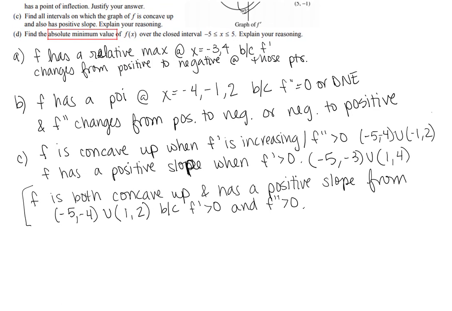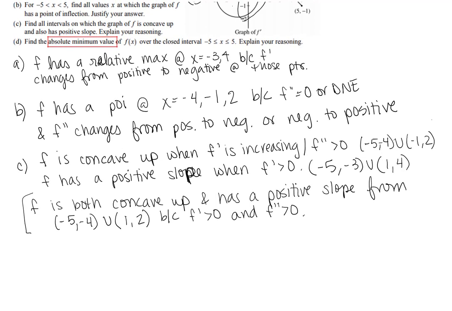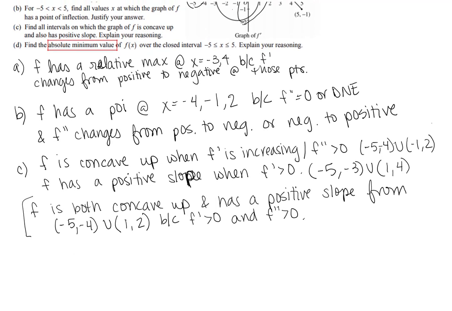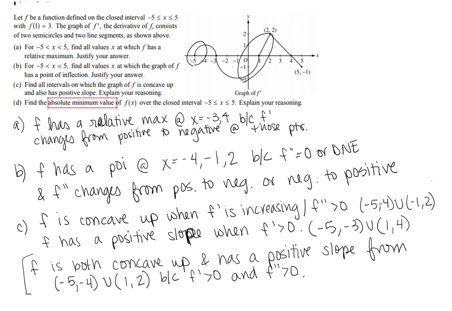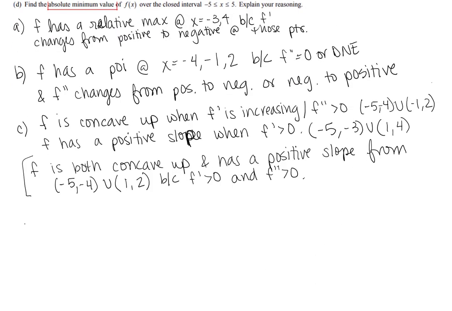Let's look at this last part. Find the absolute minimum value of f of x over the closed interval -5 to +5 and explain your reasoning. Now I know that when I have absolute minimums, you always have to check your endpoints. We also need to check where f prime is going from negative to positive. That's where the minimum is going to occur. So I have 3 points that I need to check: f of -5, f of 1, and f of 5.